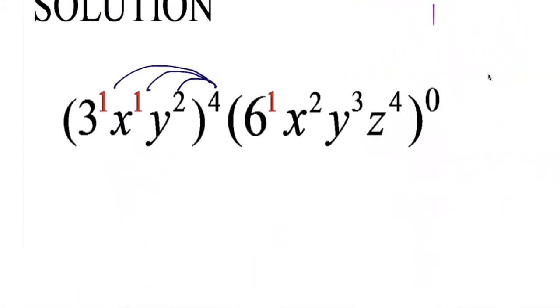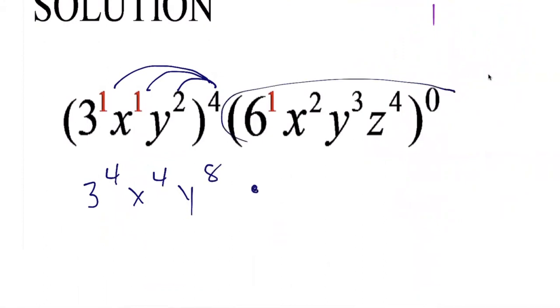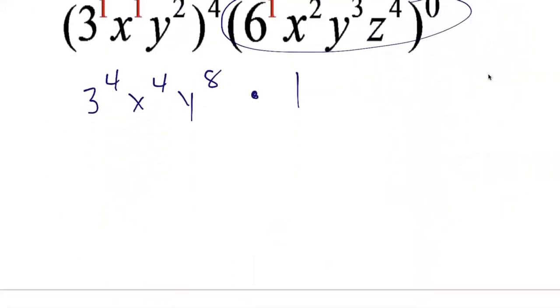So it's going to be 3 to the 4th, x to the 4th, and y to the 8th. And remember, this part right here, all of this turns into 1. So that's why we don't really even need the 1 anymore. As you can see here, the only thing left to do is to simplify what 3 to the 4th is.